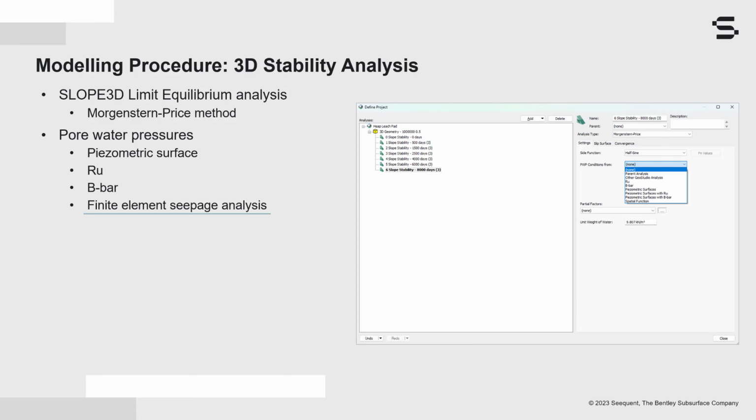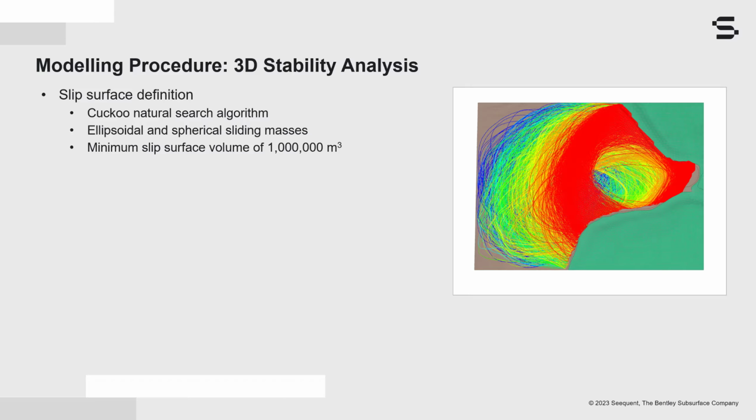The slip surfaces were defined using the Cuckoo natural search algorithm, which automatically searches the domain, or within the specified extents on the ground surface, to locate the sliding mass with the lowest factor of safety. Both ellipsoidal and spherical sliding mass shapes are considered. We will set the minimum slip surface volume to 1 million cubic meters to ensure that we are assessing the global stability of the heap leach pad.